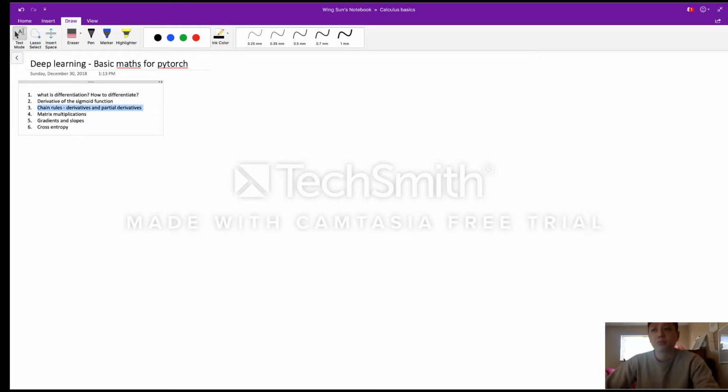The chain rule is really important, not just to deep learning, but to physics in general. Then matrix multiplication. As you are well aware, matrix multiplications pop up everywhere in deep learning, especially in MLPs, in the first 10 to 20 videos in the PyTorch series. So I will cover those. And then gradients and slopes, which are kind of the same as the first line item. And then finally, the cross entropy.